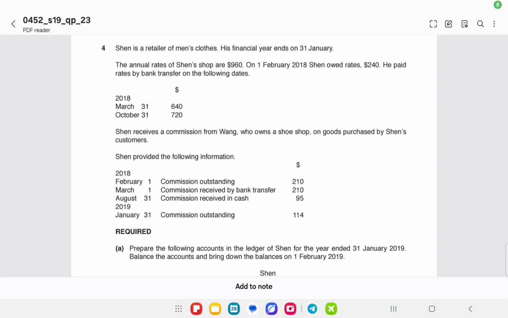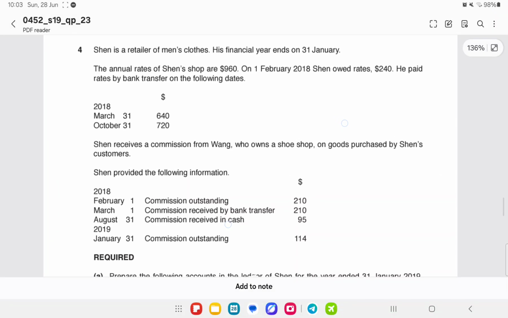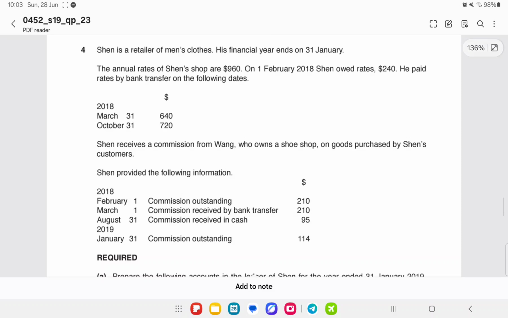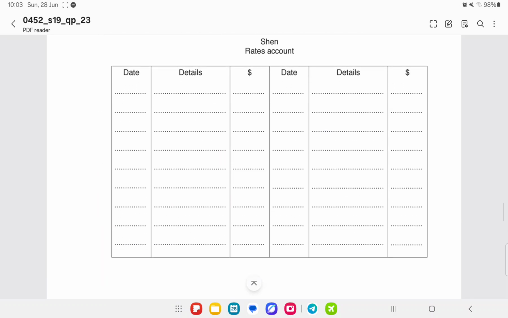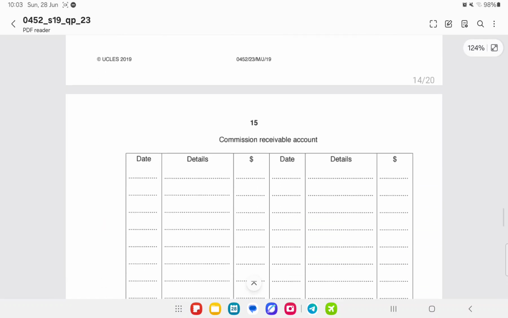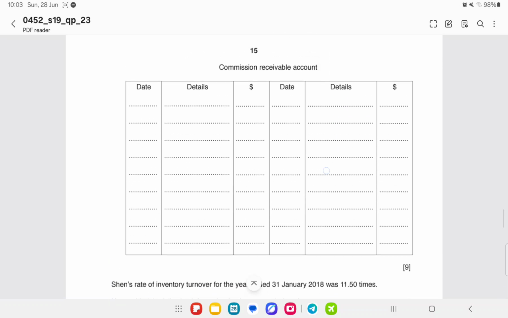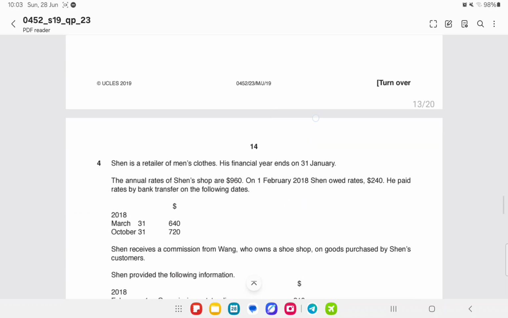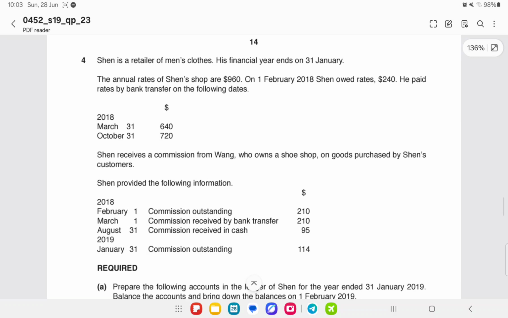In this question, we can see the other payable and receivables ledger accounts, rates account as well as commission receivable account. So here, let's go through the question. Shen is a retailer of men's clothes.